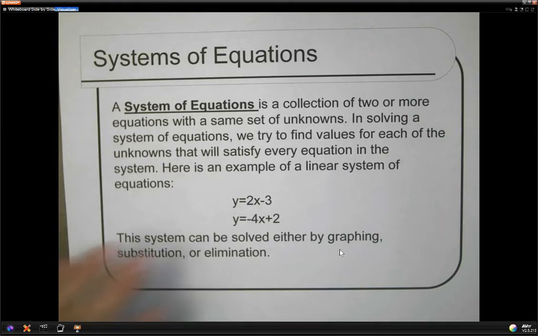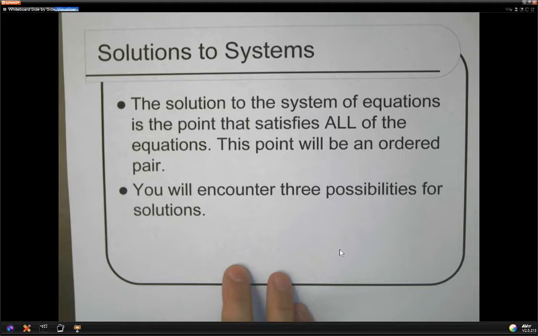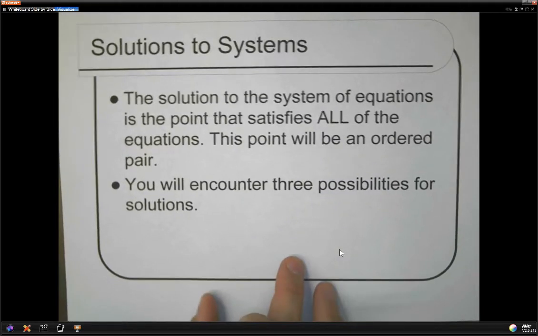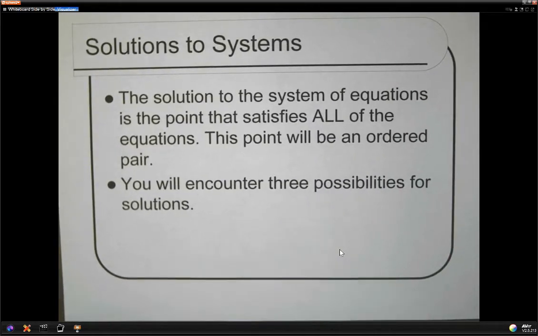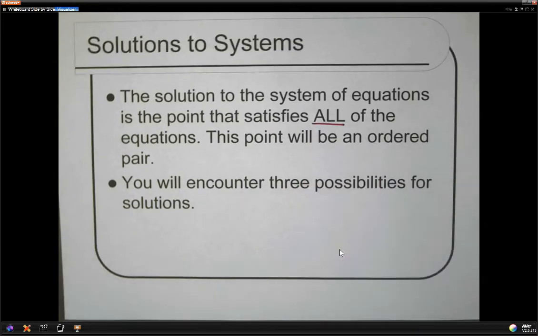Now, when solving systems of equations, there are different types of solutions that we will come across. The solution to the system of equations is the point that satisfies all of the equations. This point will be an ordered pair. You will encounter three types of possibilities for solutions. The first type is one solution.